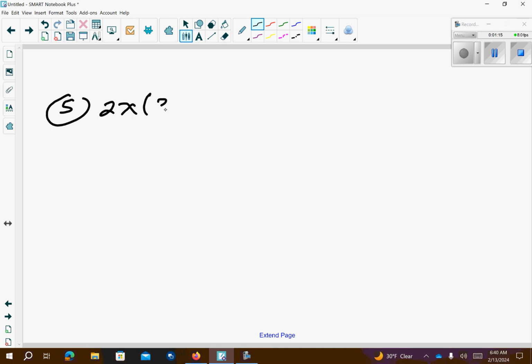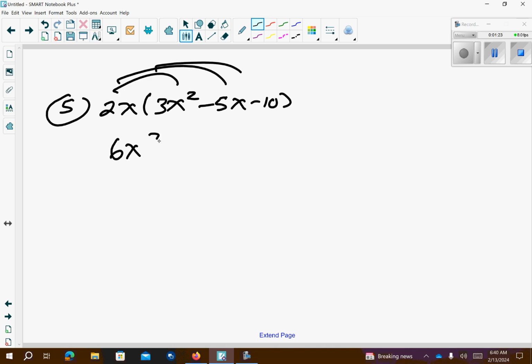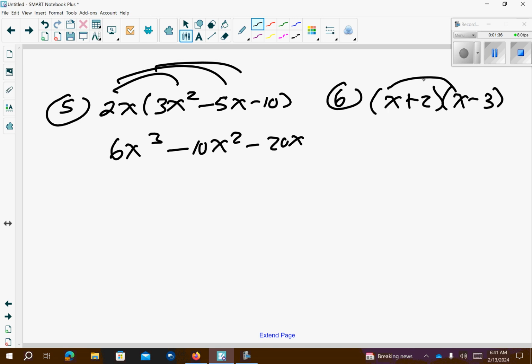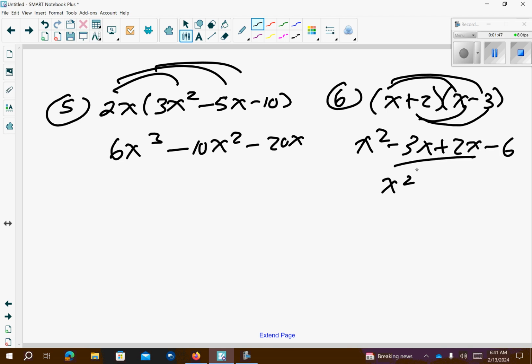Number 5, 2x times the quantity 3x squared minus 5x minus 10. Distribute over these, so I'm going to get 6x to the 3rd minus 10x squared minus 20x. Problem number 6, we have x plus 2 times x minus 3. So distribute the x first to both of those, then distribute the 2. So this goes plus 2x minus 6. Those are like terms, so combine those together. 3x plus 2x is minus x, or minus 1x, however you'd like to write it.